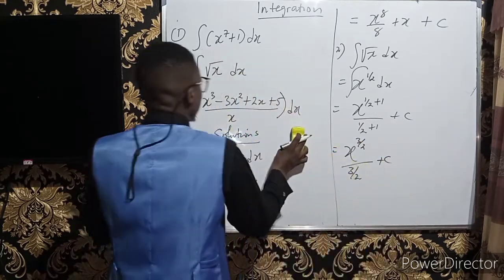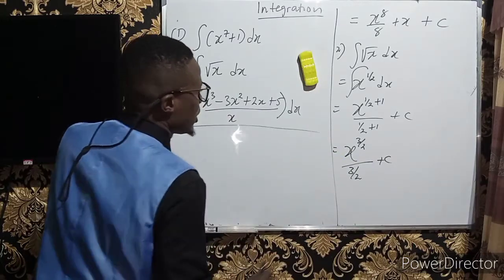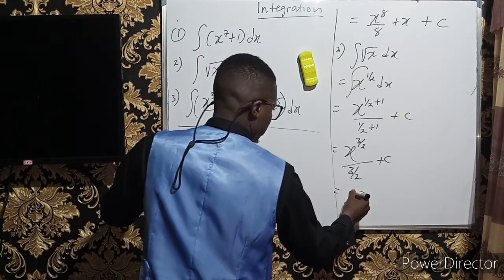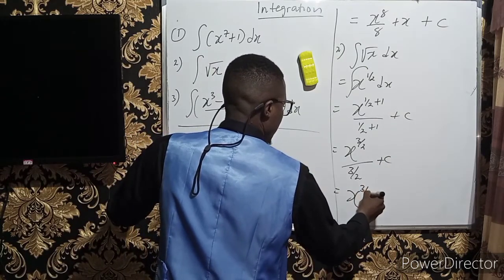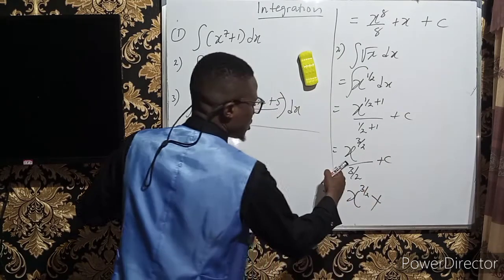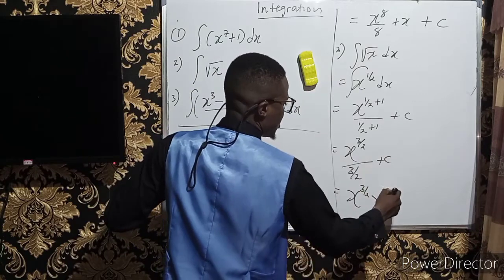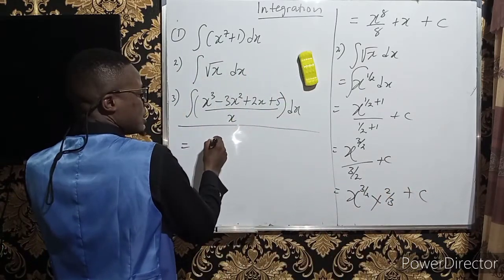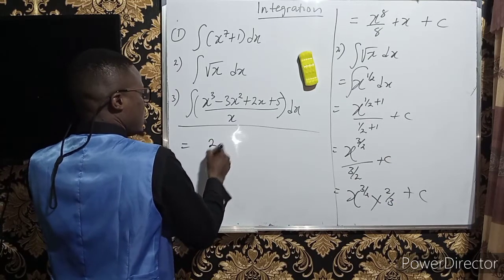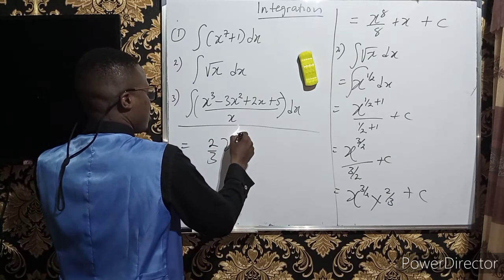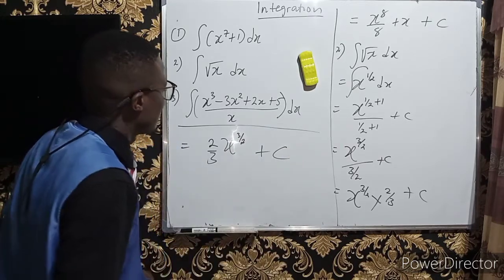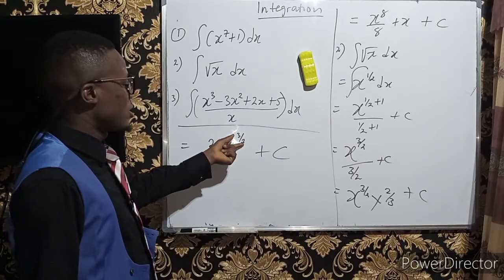I'll clean here. Okay, now this will turn into x power of 3 over 2 times, I will change division to times and turn this fraction upside down, 2 over 3, then plus c. So finally, I'll be getting 2 over 3 x power of 3 over 2 plus c as the answer. Okay, so if I like, I can still work on this.